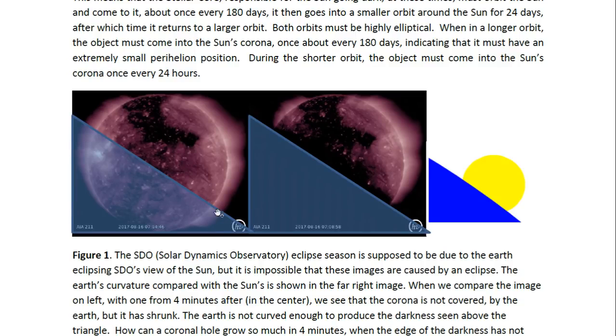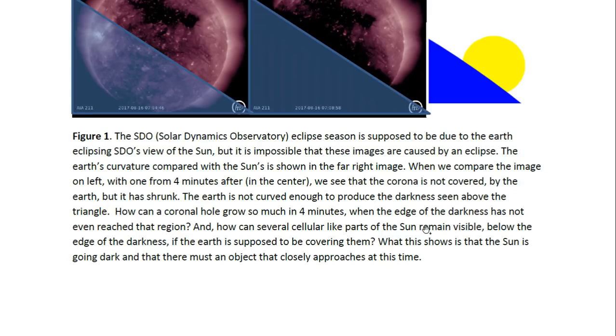As you can see here, if the Earth was covering the sun, we would see structures at the edge that are partially covered. They don't look complete, but yet everything that we see here is complete. Furthermore, this coronal hole seems to grow without the Earth being able to cover it. These are only 4 minutes apart. So the fact that this coronal hole seems to grow suggests, in addition, that indeed the sun is losing light emission. That's causing the darkness to progress further into regions where it was already weaker. So there were more coronal holes in this region already. So this is not the sun being eclipsed. This is the sun going dark, and therefore there must be an object that closely approaches the sun at this time.